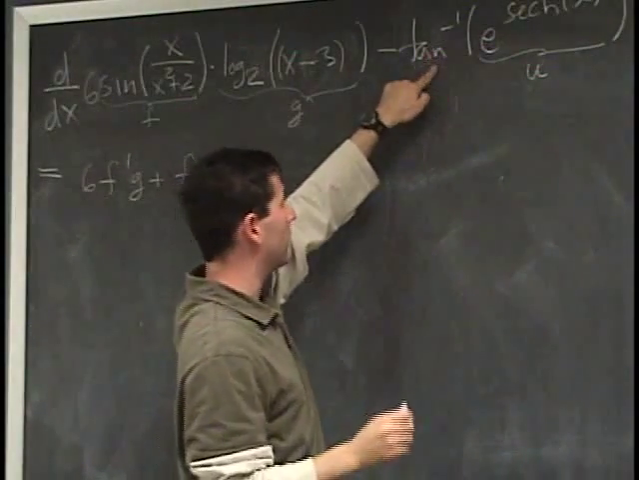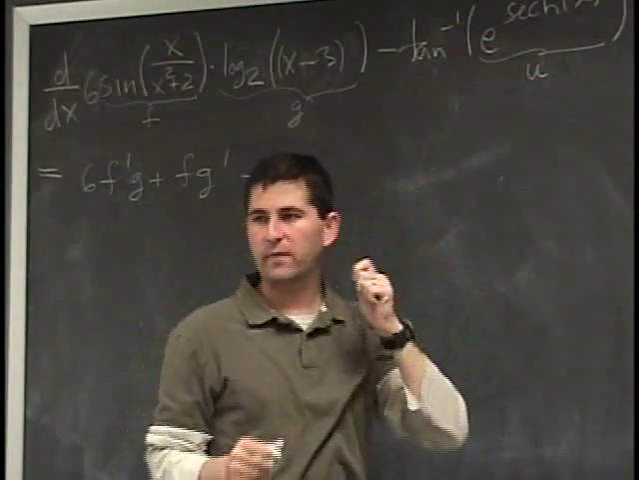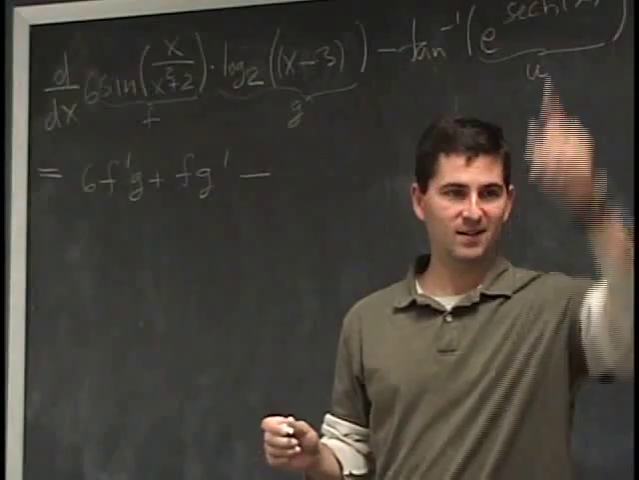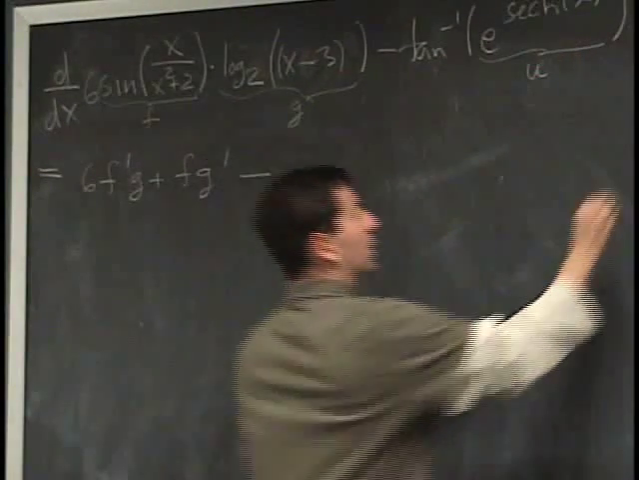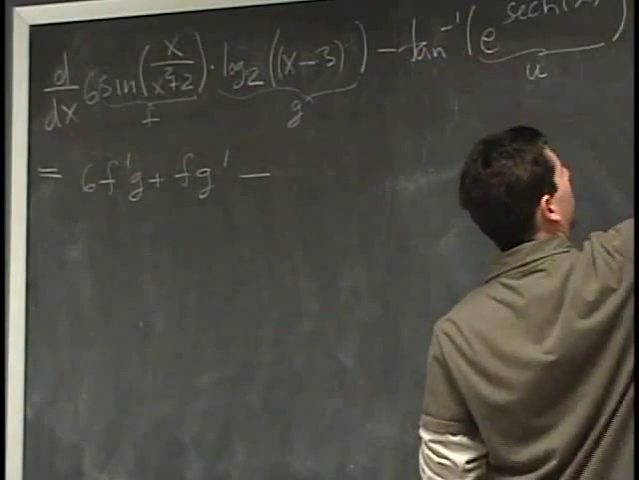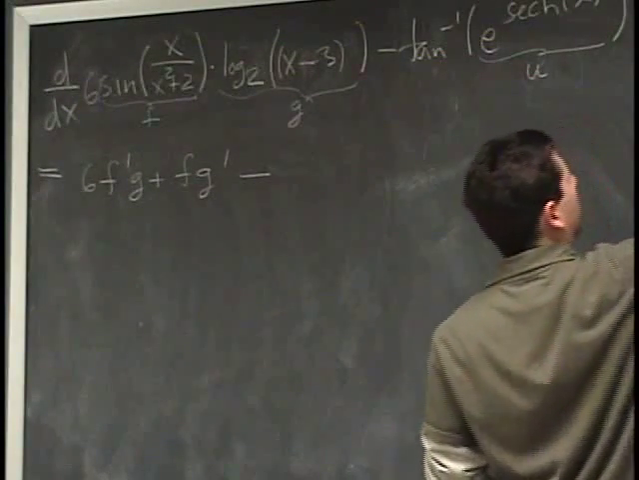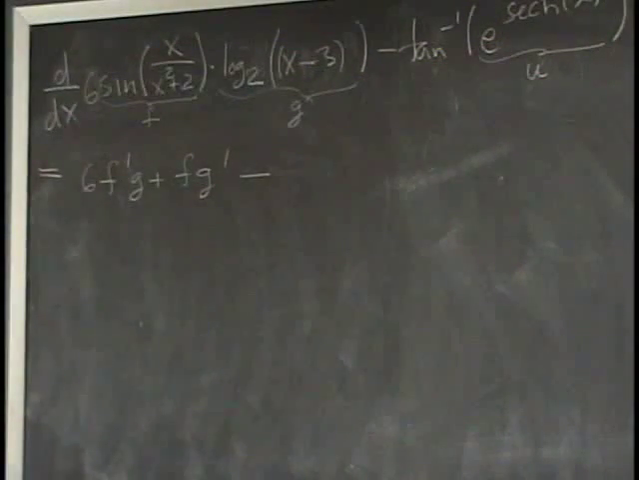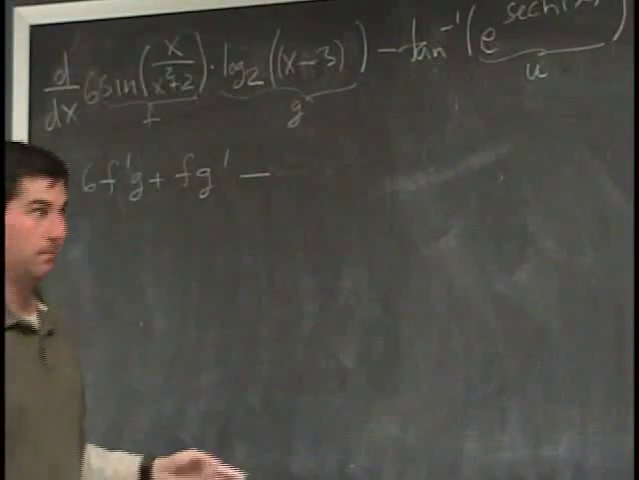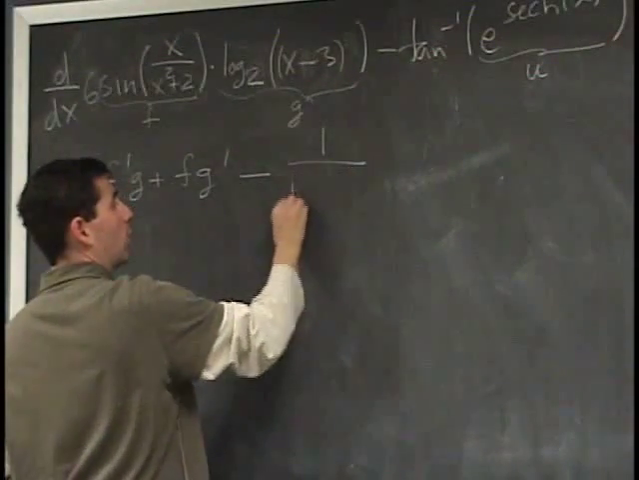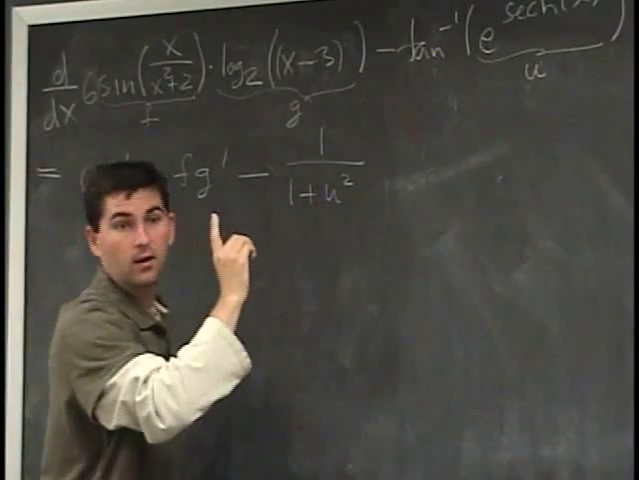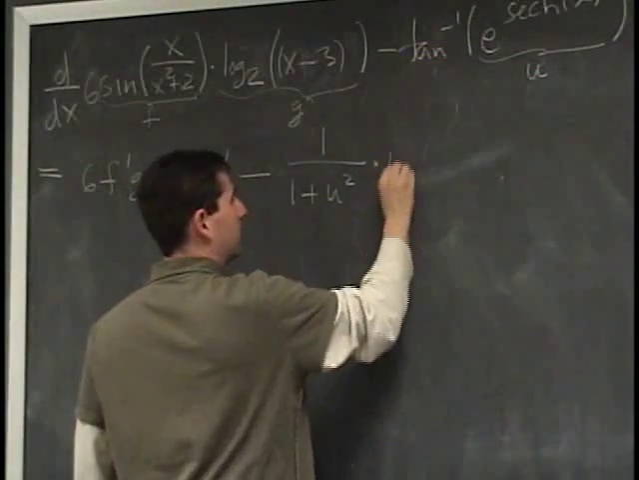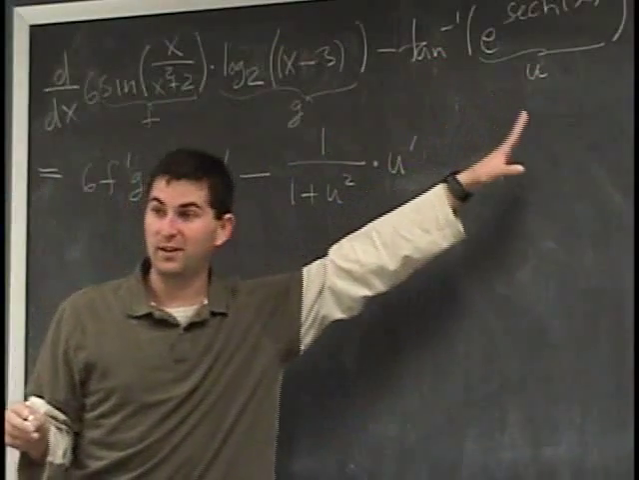Then what's going to happen? It's going to be the derivative of arctan of u. And what's the derivative of arctan? Good thing to know. The derivative of arctan of x is 1 over 1 plus x squared. Okay, good thing to know. So this is going to be 1 over 1 plus u squared times the derivative of u, right? Because I have to use the chain rule on this thing.